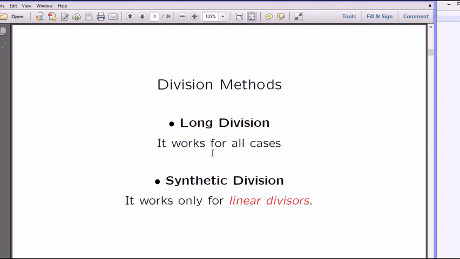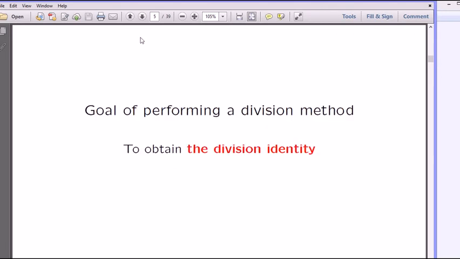You'll get used to it, but you need to know long division as well, right? And sometimes there will be a simple problem that says use long division, not synthetic division. You have to follow the instruction. You have to know both of them.